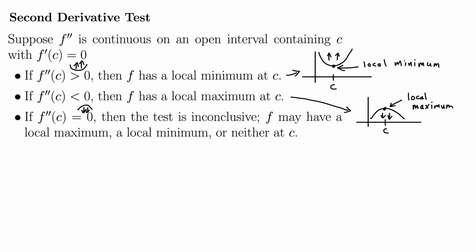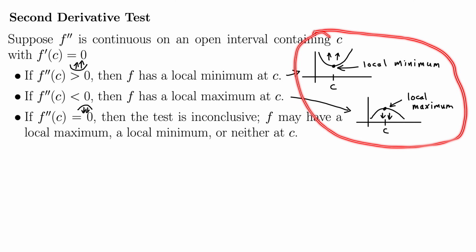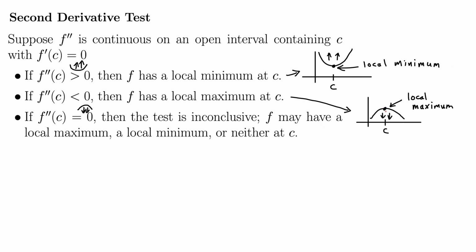For the last part we have, if f double prime of c equals 0, then the test is inconclusive. f may have a local maximum, a local minimum, or neither at c. So sometimes you have to give it a little bit more thought, and that's okay. When you imprint the second derivative test into your brain, at least the way I think of it is just remembering a couple of pictures. It really tells the whole story. All these words are just telling us something very intuitive. Concave up, it must be a local minimum. Concave down, it must be a local maximum. That's really the takeaway here.